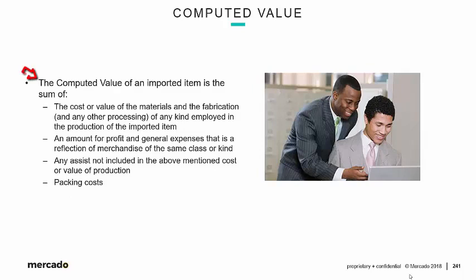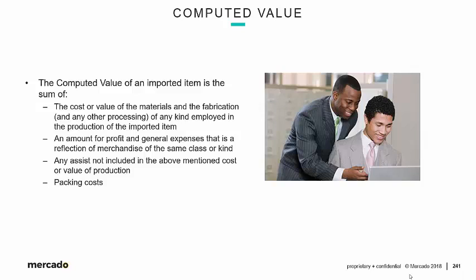So, the computed value of an imported item is the sum of all of these expenses. This is another difference from deductive value. We're not deducting expenses to get to deductive value. We're summing up expenses related to the acquisition of goods overseas and payment therefore. First sub-bullet, the cost or value of the materials and the fabrication and any other processing of any kind employed in the production of the imported item. Basically, that's what the vendor does. They go out and get raw materials. They manufacture products. There's an expense associated with that. We have to compute that expense.